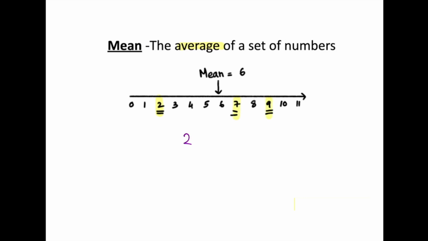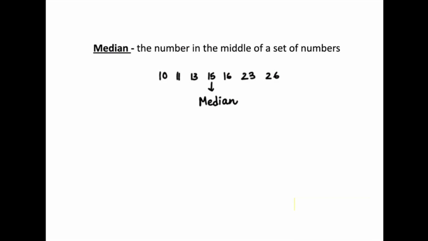I would take 2 plus 7 plus 9 and then divide by 3. 2 plus 7 is 9, and 9 plus 9 is 18. So we have 18 divided by 3. Our mean is 6. Now let's talk about the median.